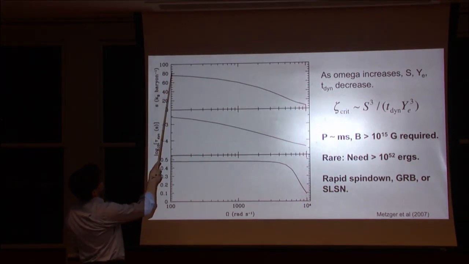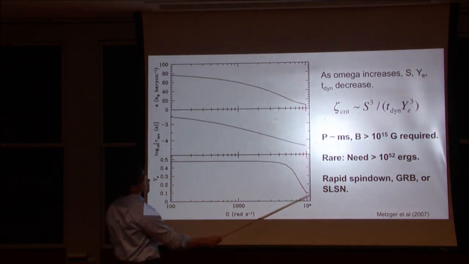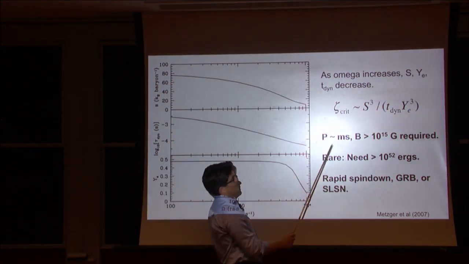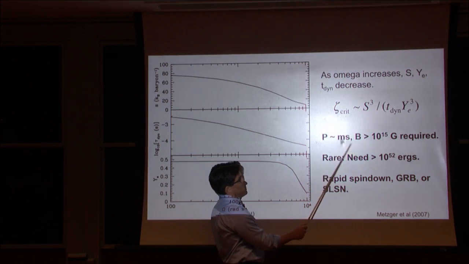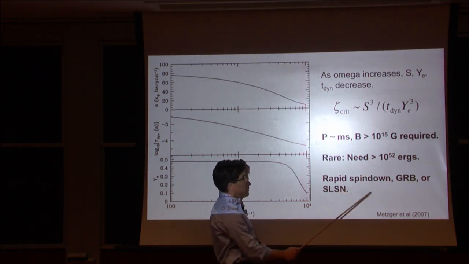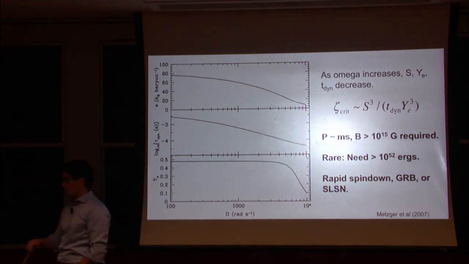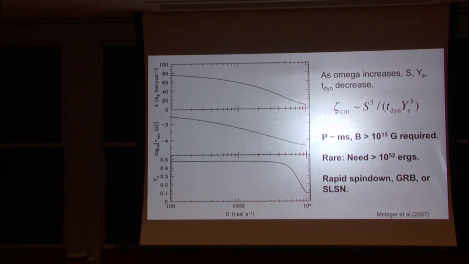And we asked, how does the entropy of the flow change? How does the dynamical timescale change? And how does Ye change? And what we found is that, again, for millisecond spin periods and a magnetic field of 10 to the 15 Gauss, which would be rare, you exceed this critical criterion and will produce the r-process. So the nucleosynthesis might be directly affected by rotation and magnetic fields as well.